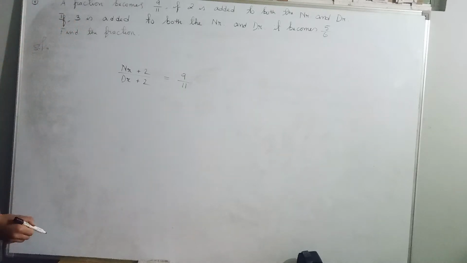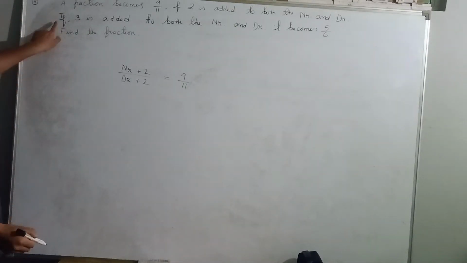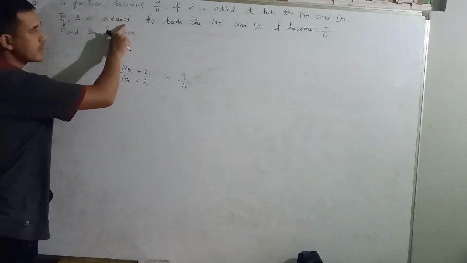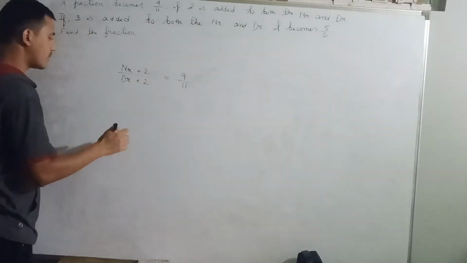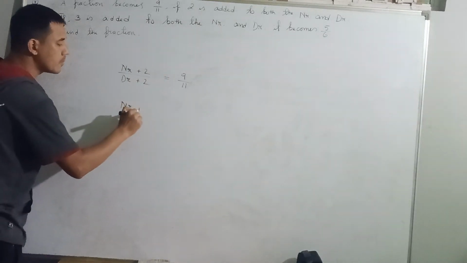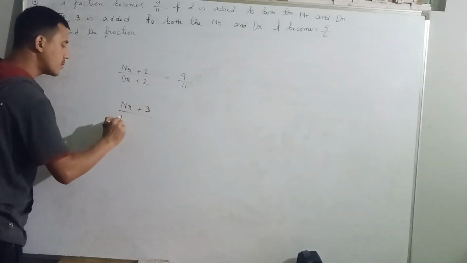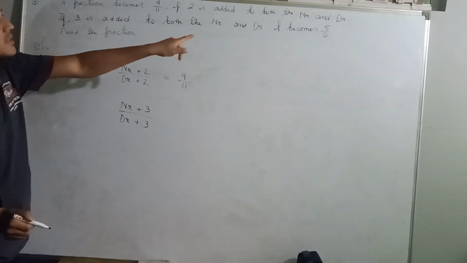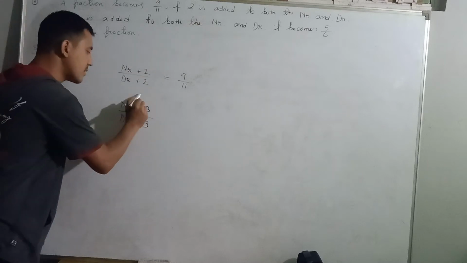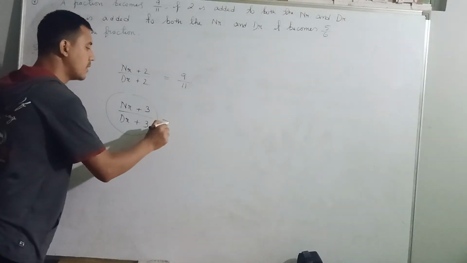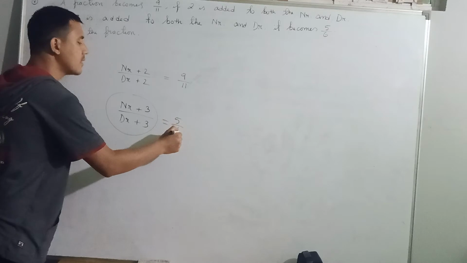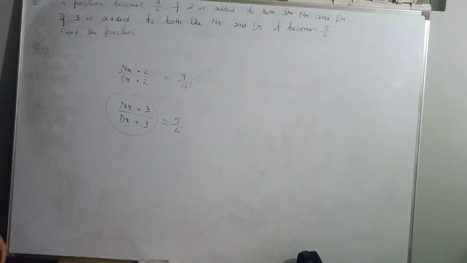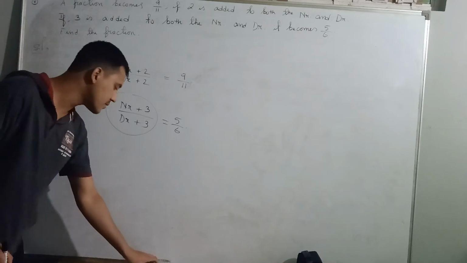Okay? Is it alright? The next part is, if 3 is added to both the numerator and denominator, to the numerator we add 3, and to the denominator also we add 3. In that case, this entire fraction now becomes 5 by 6. So you have to determine what is your original fraction. Is it okay? Yes.